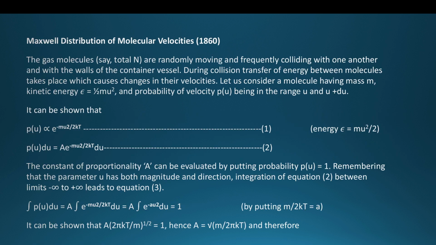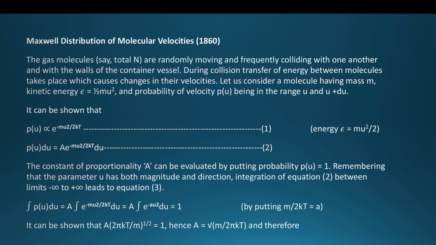Next, we embark upon a very important topic, Maxwell distribution of molecular velocity. The famous physicist Maxwell derived this formula in 1860. It is still valid. Gas molecules are randomly moving and frequently colliding with one another and with the walls of the container vessel. During collision, transfer of energy between molecules takes place, which causes changes in their velocities. So there is a whole range of velocities.